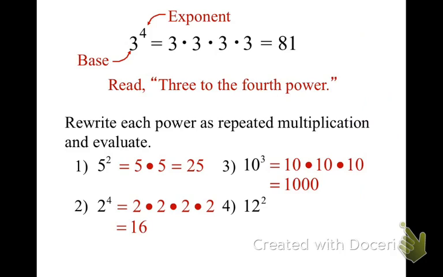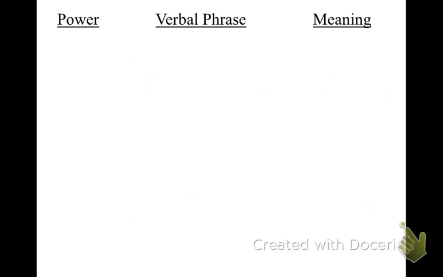Then we look at number 4, 12 to the 2nd power. So what's 12 to the 2nd power? That means it's just 12 times 12. And what's 12 times 12? 12 times 12, everybody? 144. Now in your notes, I need power, verbal phrase, and meaning.